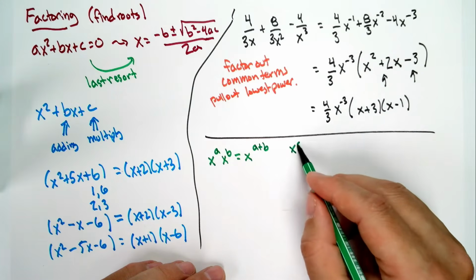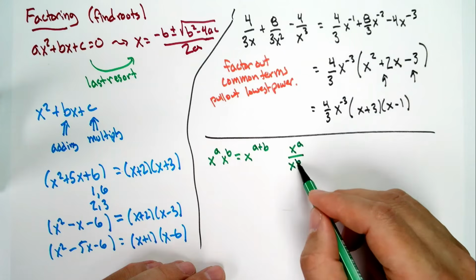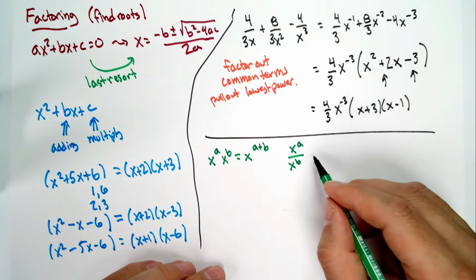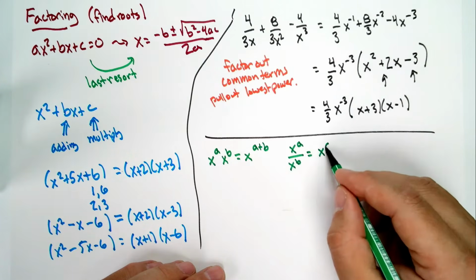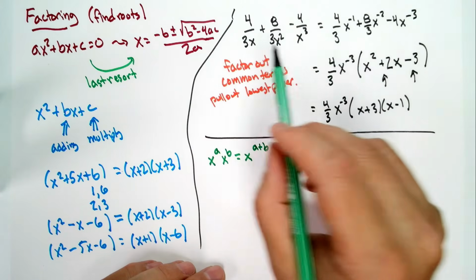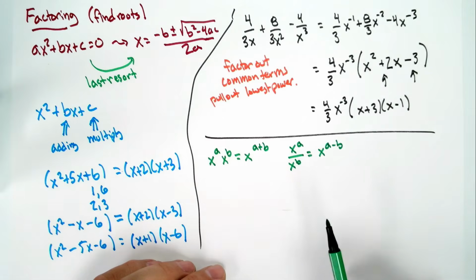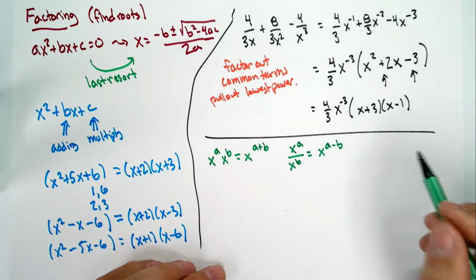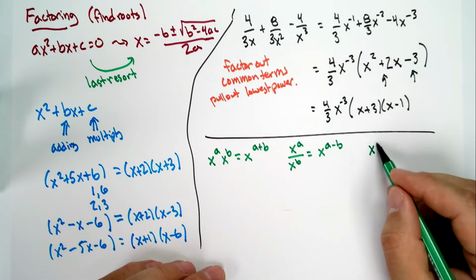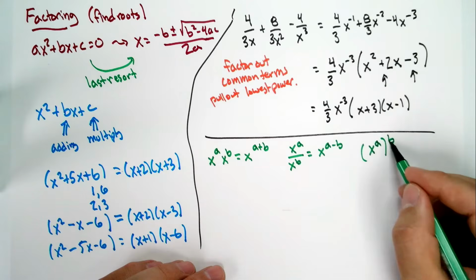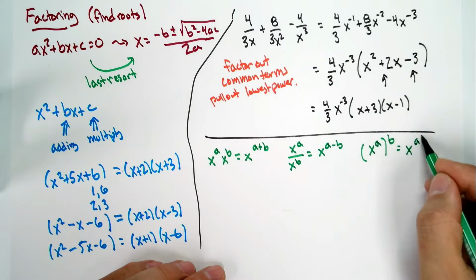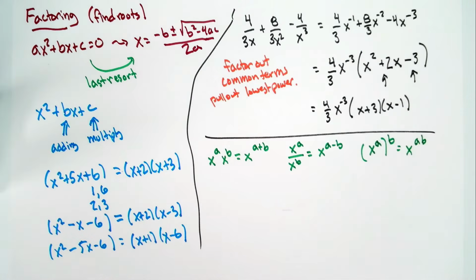Or if you have x to the a divided by x to the b, in other words, you have a power upstairs or downstairs, that's x to the a minus b. That's essentially what we used when we said, hey, this x squared becomes x to the -2. The other thing we need to note is that x to the a raised to the b is x to the ab.